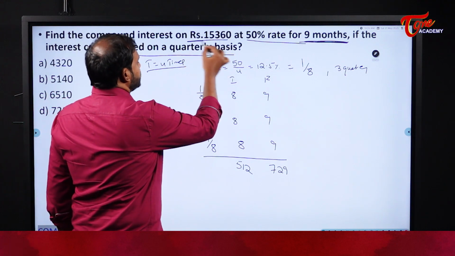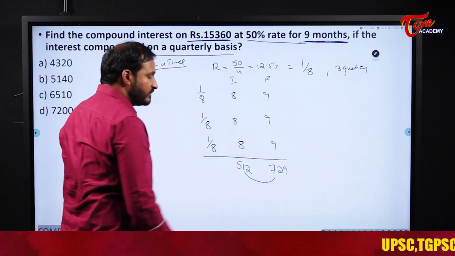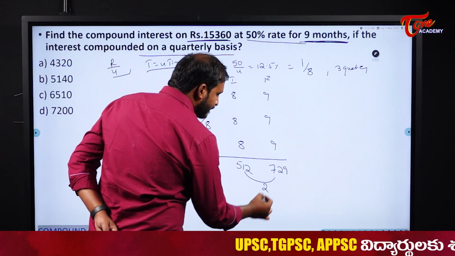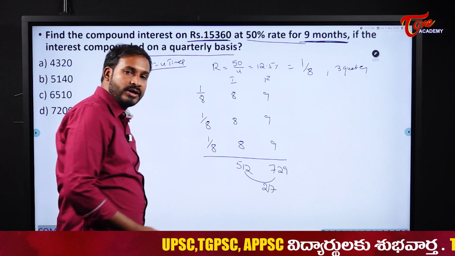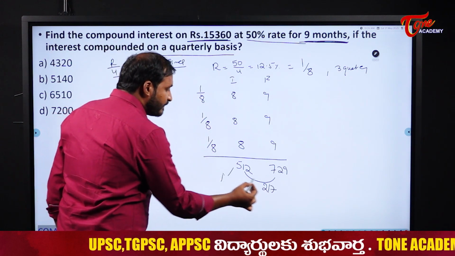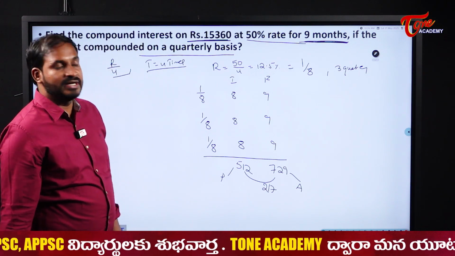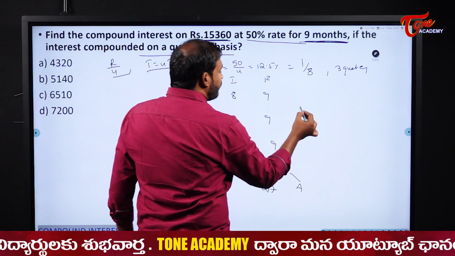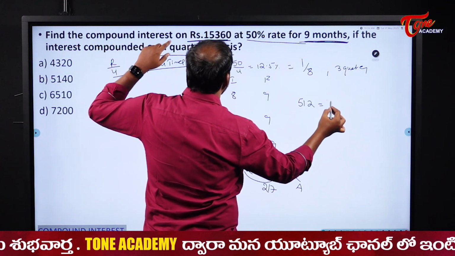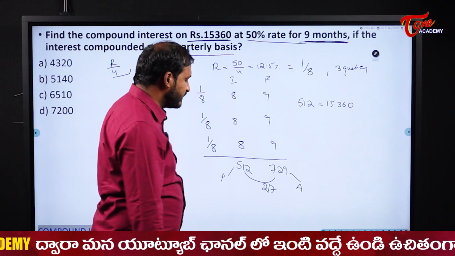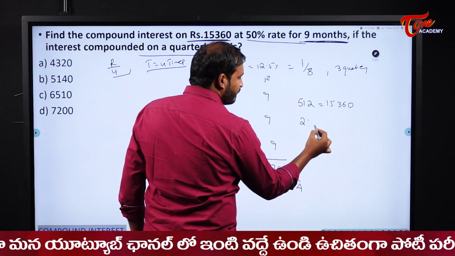Now see what they are asking: the compound interest on this. What will I get? I will get 217 parts, right? Why? Because this is my principal and this is my amount, so the interest is 217 parts. Given that 512 parts is 15,360, what is 217 parts?